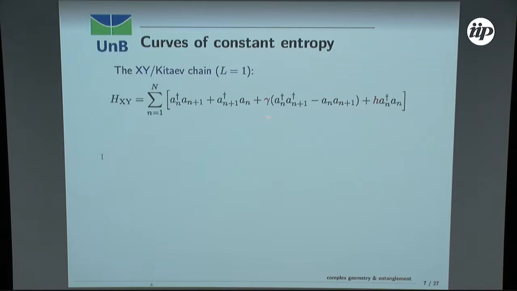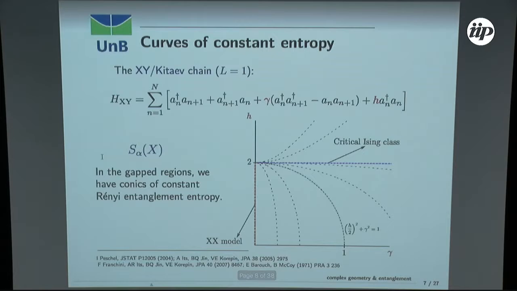And you know the phase diagram for this since a long time ago due to Barouch and McCoy. And one can compute this entanglement entropy, and we have the following thing. This is a gapped region, non-critical, here. And here, there is this critical line, which is in the universality class of the Ising model. There is this XX model, which is also critical.